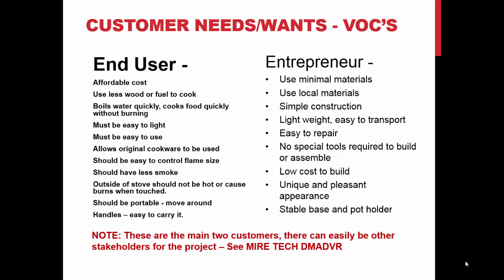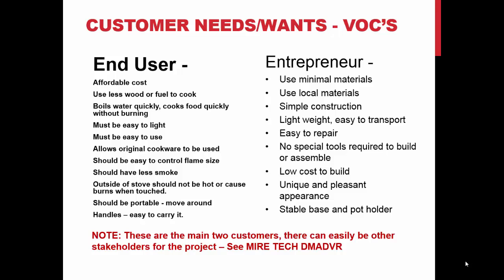So if we take a look at the needs and wants of the end user, first and foremost, because of their income level, affordable cost is there. Also, because they have so little money, it has to be efficient in using less wood or fuel to cook. And it should create enough heat so it can boil water quickly and cook food quickly, but without burning.